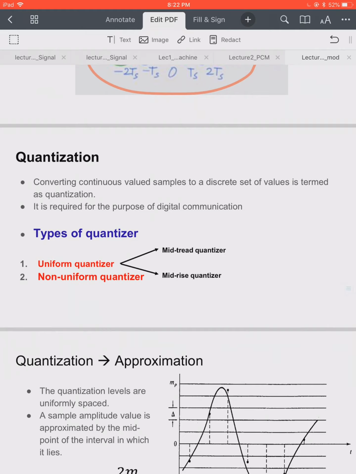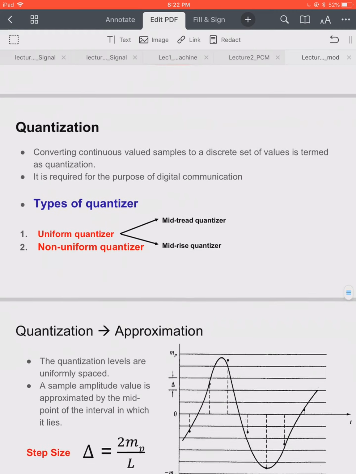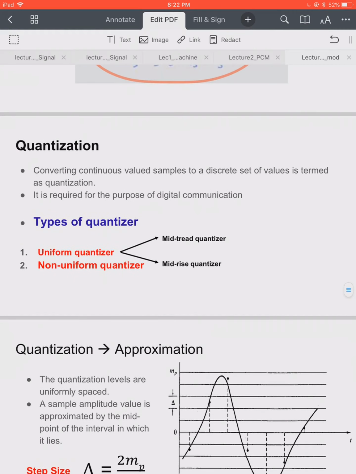quantization, right? So we got the samples from the sampling process, and we got the discrete time signal. We got the discretized signal in the time domain, but their values, their magnitudes, are not discretized. They can take any value, right?